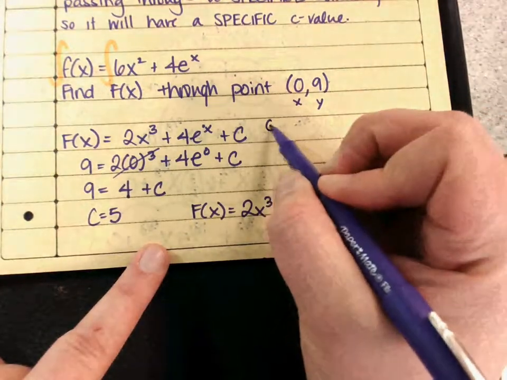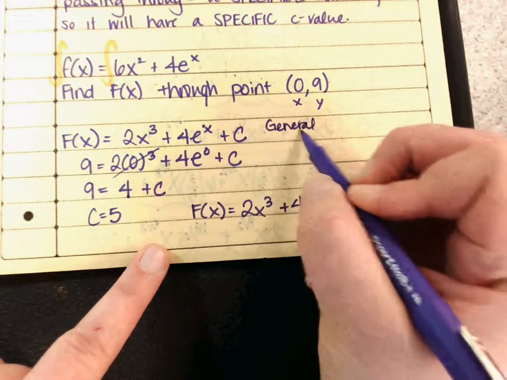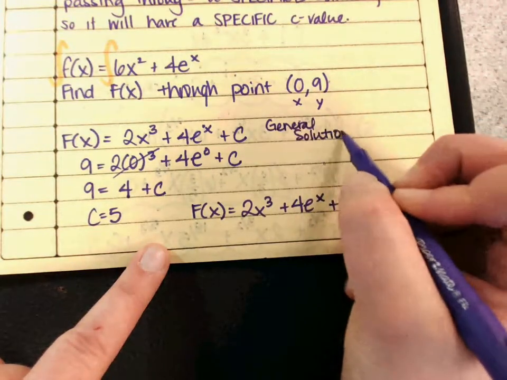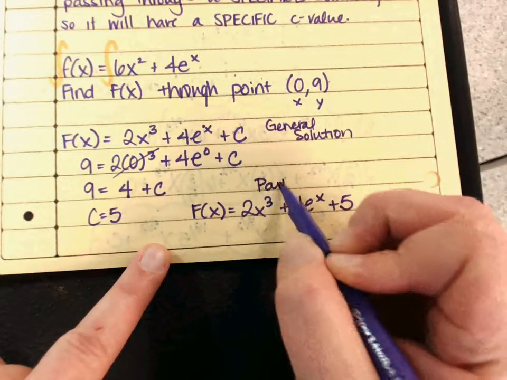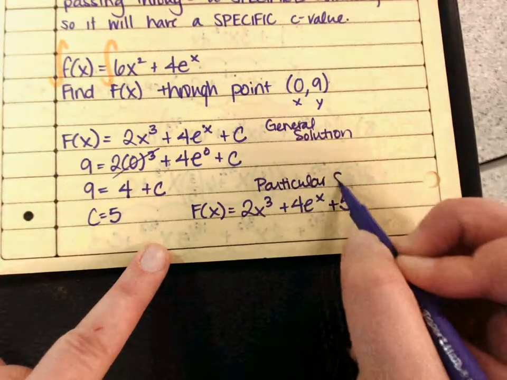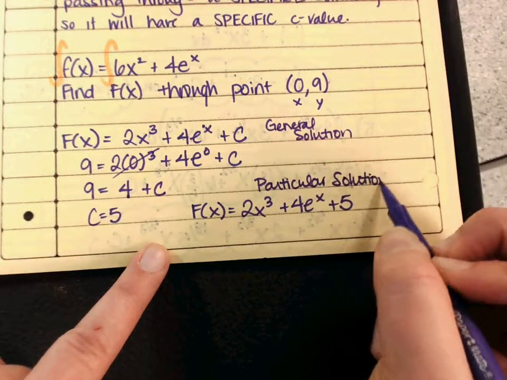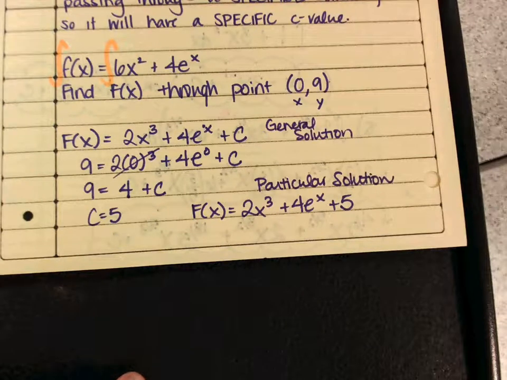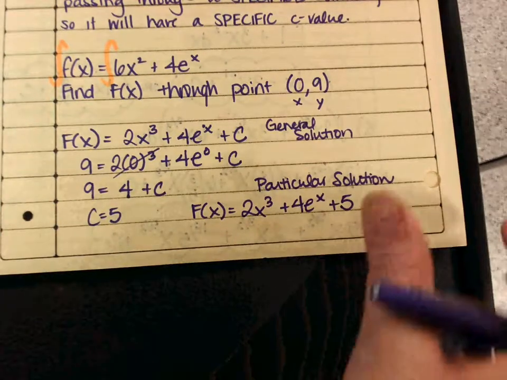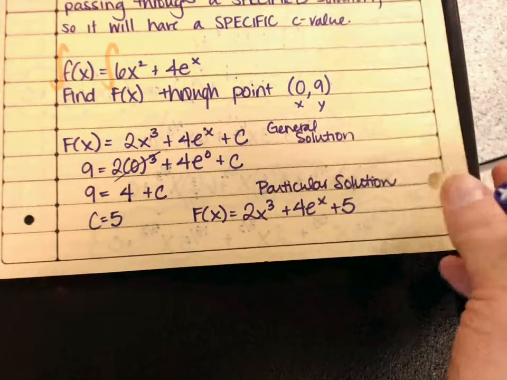This is a general solution. This is a particular solution. Okay? Alright, we're going to do one more, and then we probably won't have time to do any more. Okay, ready?